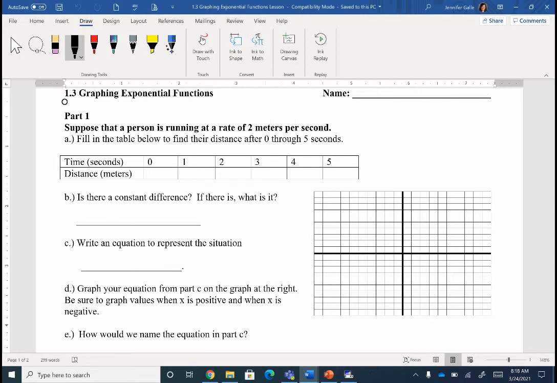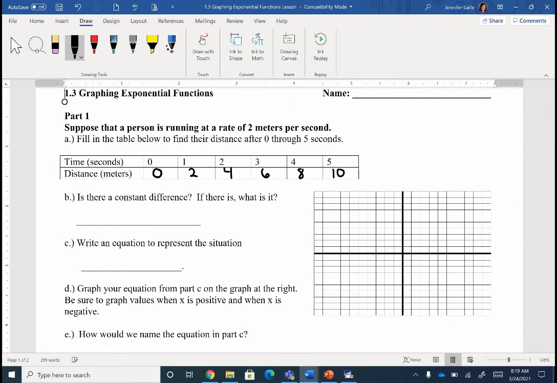All right, so we have our person running at a rate of 2 meters per second. We want to fill in the table to find their distance for 0 through 5 seconds. So if 0 seconds have passed, how far have they gone? 0. They haven't gone anywhere. What about after 1 second? 2, then 4, 6, 8, 10.